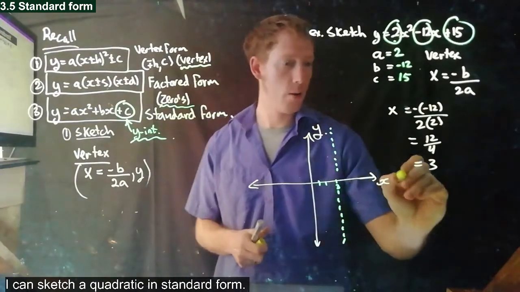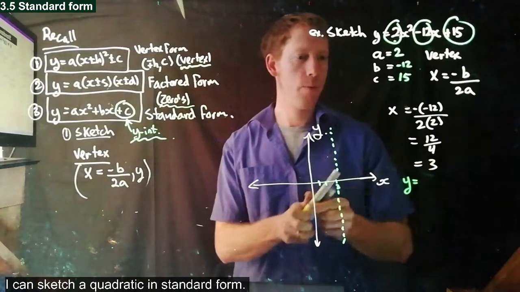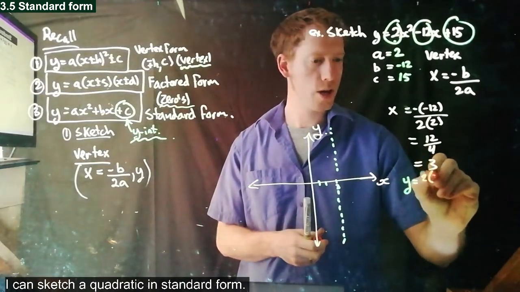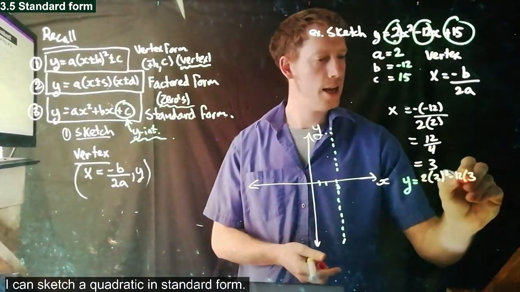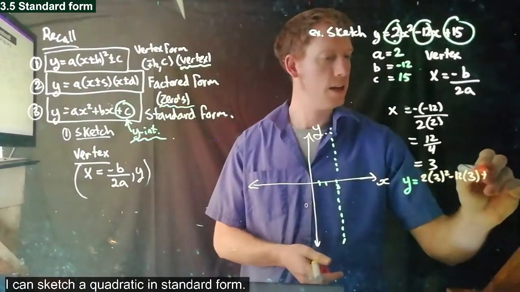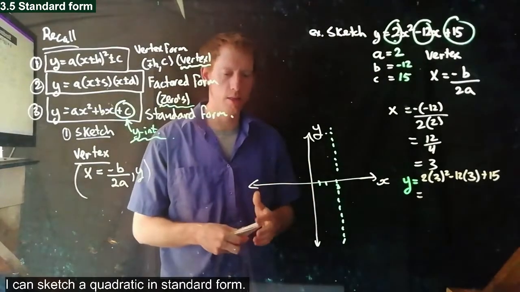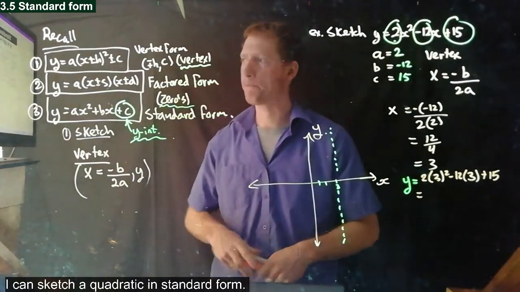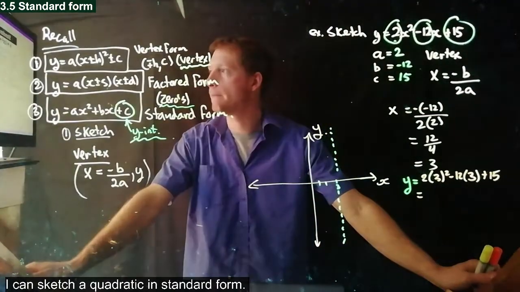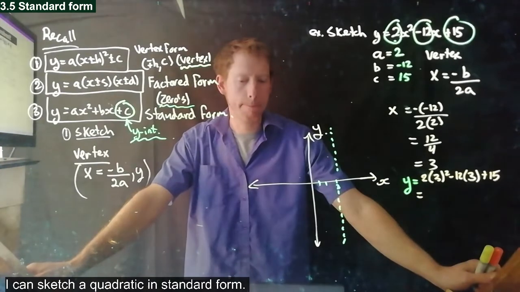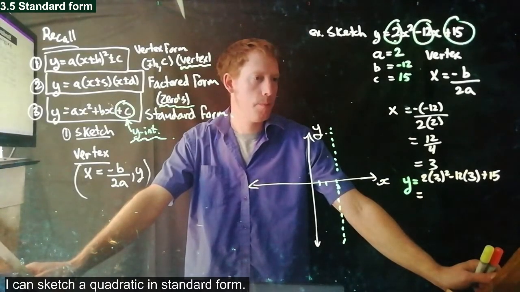Bruce, can you find out what is the y output? Y will be equal to, and then we put in this x value, so it's going to be 2 times 3 squared minus 12 times 3 plus 15. Can you put this in? What do I get? What is the height of the vertex? What do we get? Bruce, what do we get?